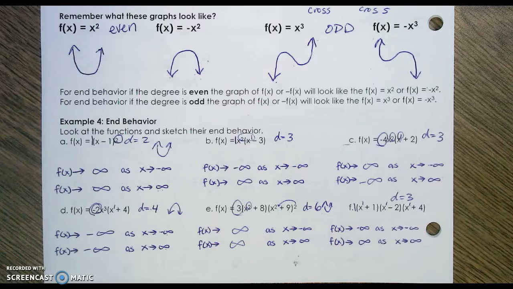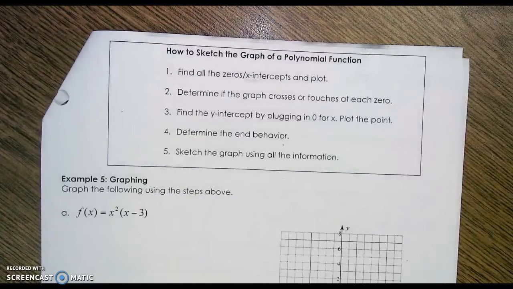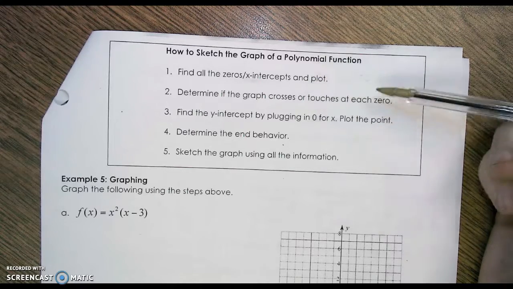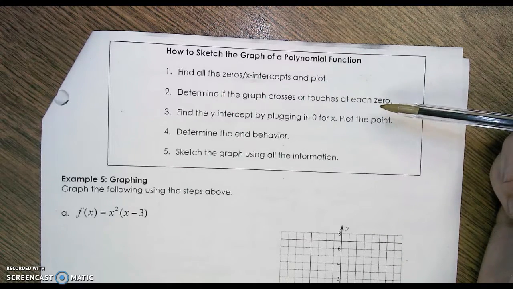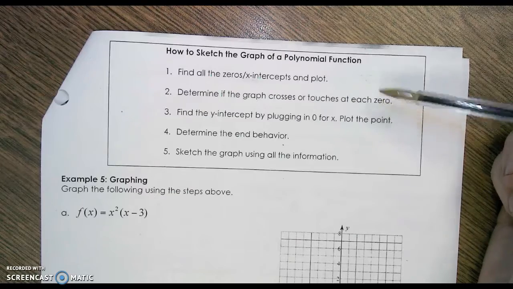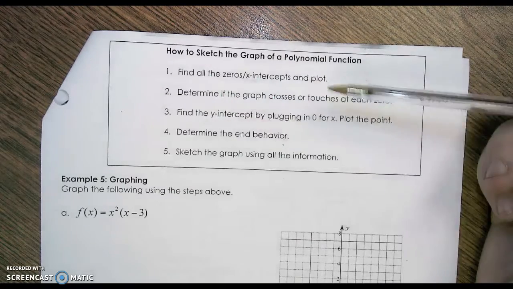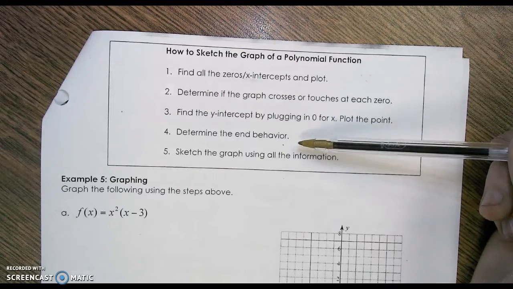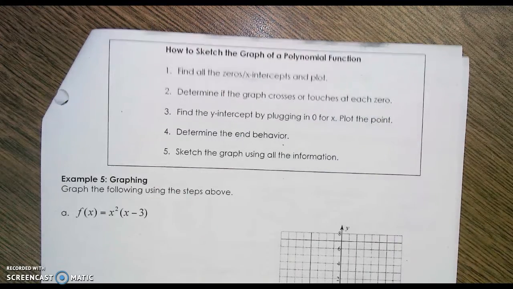On the next example, we are going to follow these rules for sketching polynomials. First, we're going to find all the zeros and the intercepts and plot them on the graph. Then we're going to determine whether those zeros touch or cross on the x-axis. Then we're going to find the y-intercept and plot that point. We're going to find the end behavior, and then we're going to connect the dots and make that sketch.